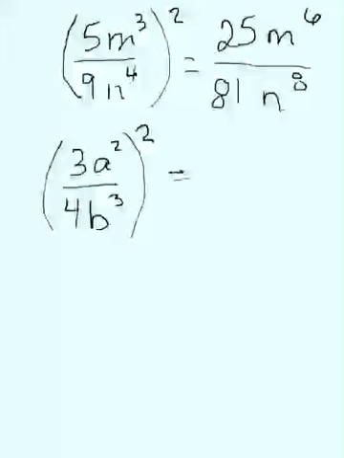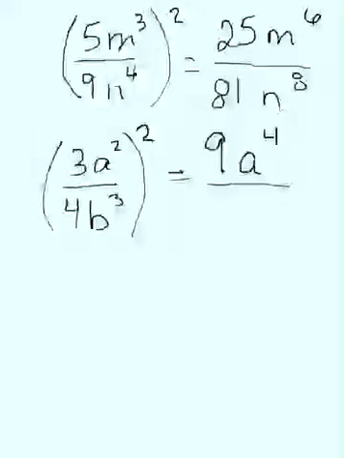So what's 3 to the second? 9. What's a to the second to the second? A to the fourth over, what's 4 to the second? 16. What would b to the third to the second be? B to the sixth. Does that make sense looking at the formula?